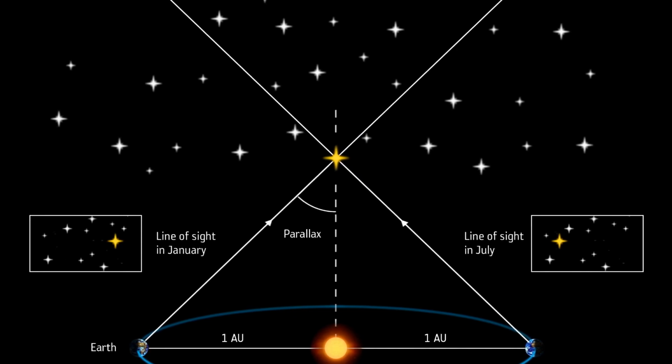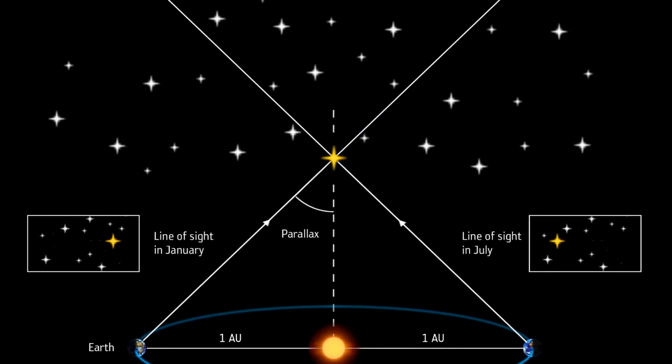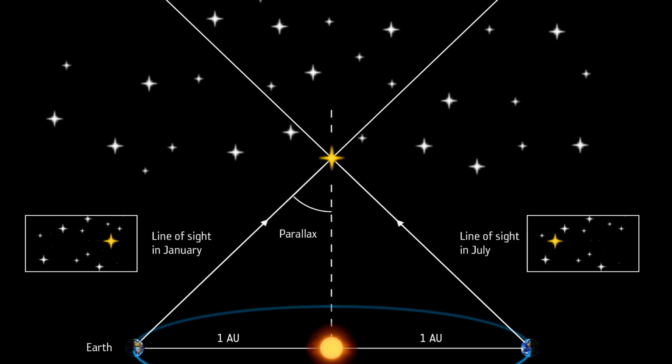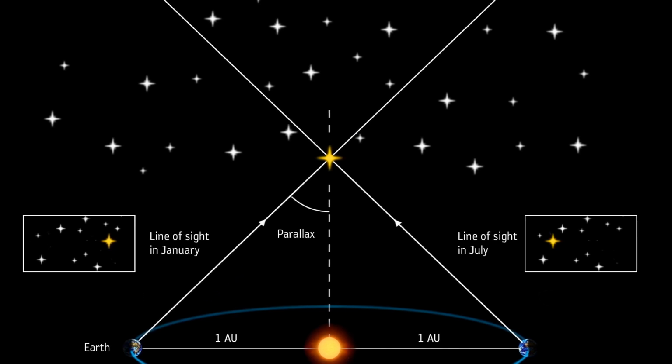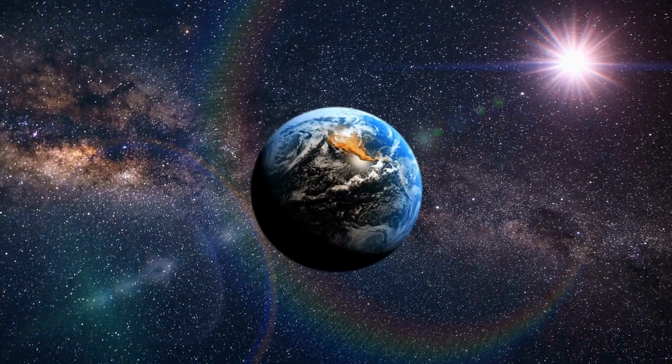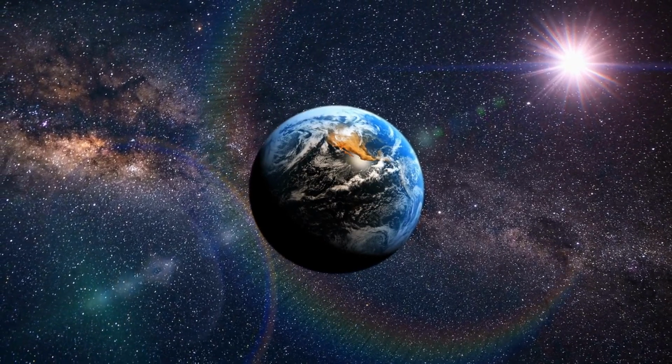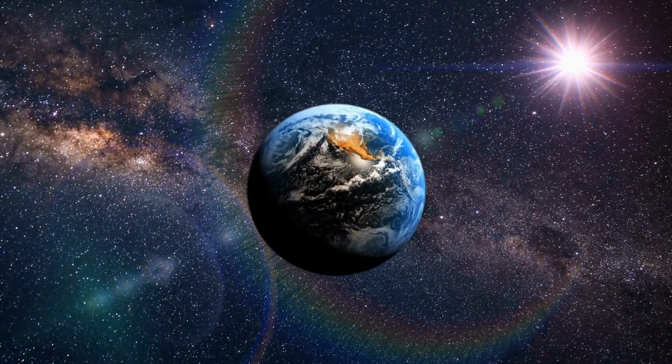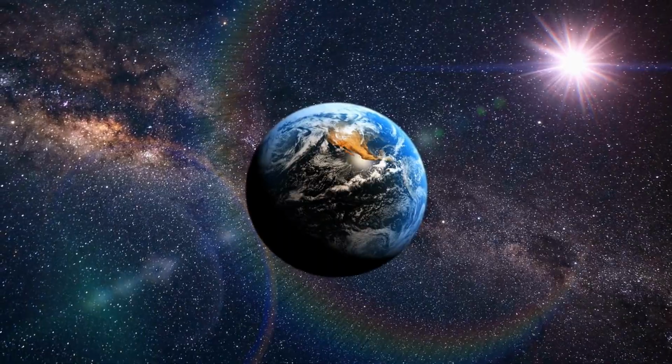Astronomers use the same principle to measure the distance of stars. They observe a star from two different positions, 6 months apart, when the Earth is on opposite sides of the Sun. By measuring the apparent shift in the position of the star, astronomers can calculate its distance using trigonometry.